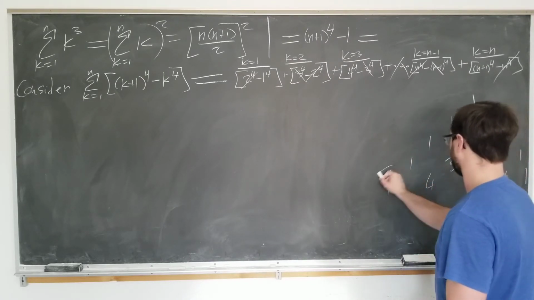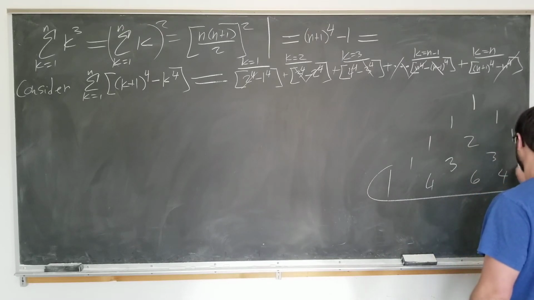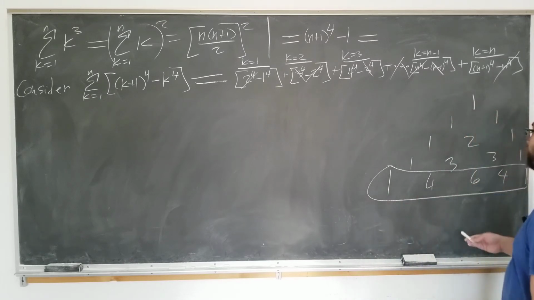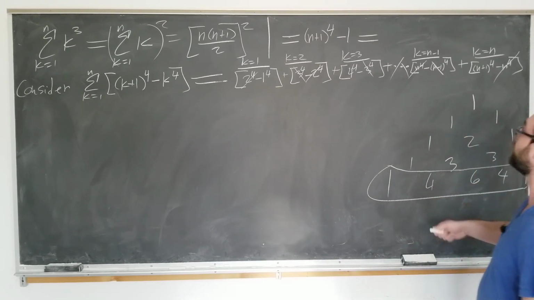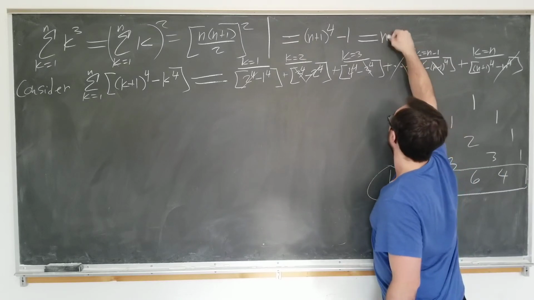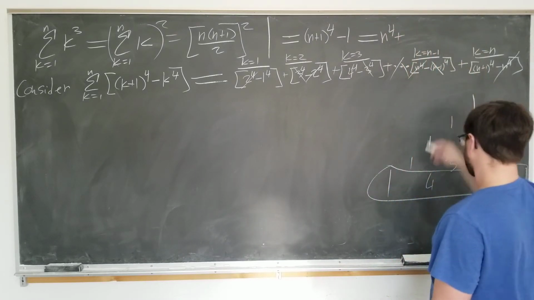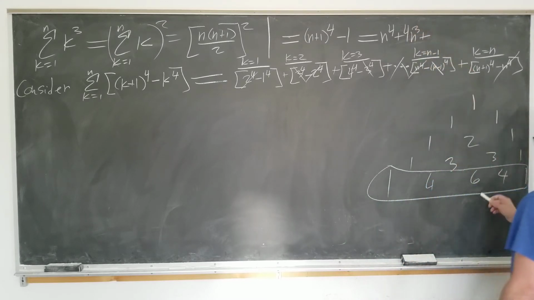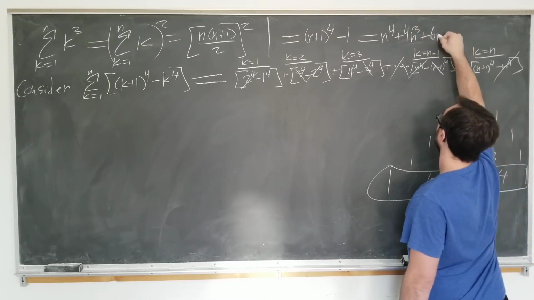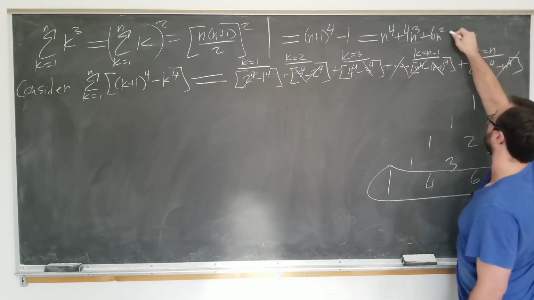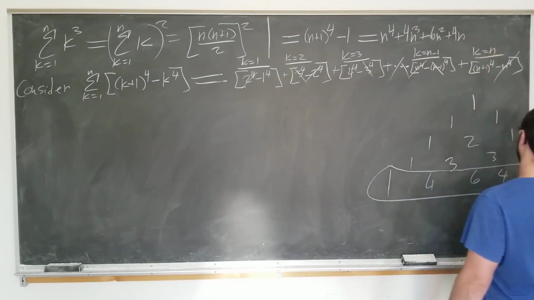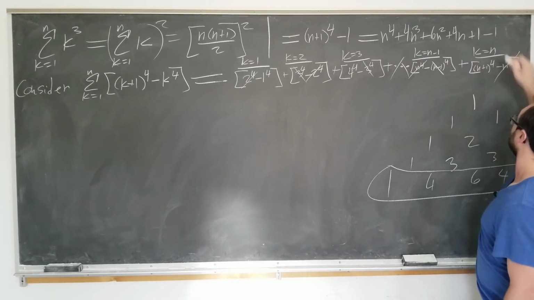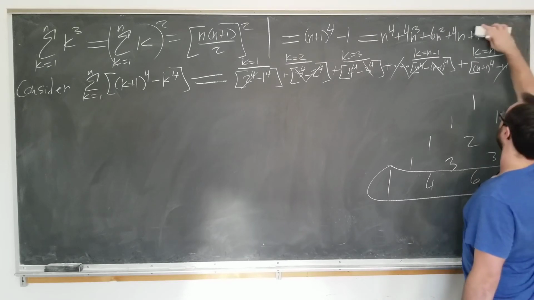So this row actually tells us the binomial coefficients, which are all you need to evaluate (n+1)^4. So it tells us that it's equal to n^4 plus 4n^3 plus 6n^2 plus 4n plus 1, and then we subtract the 1 off there, so we can basically just get rid of both of those terms.